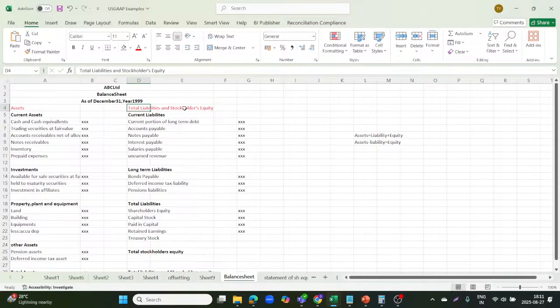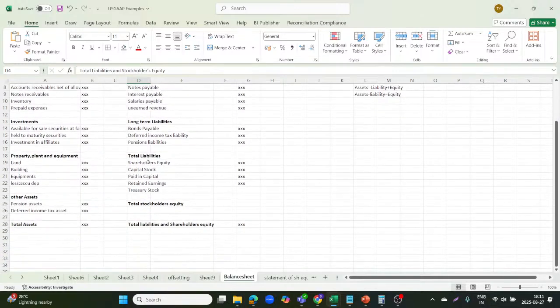Then you have shareholders' equity. As we have discussed assets and liability, then we have shareholders' equity. So this is my shareholders' equity, or you can say the equity. So the owner's stake in the company. This includes items like common stock, retained earnings, treasury stock. Okay, so now what is common stock?